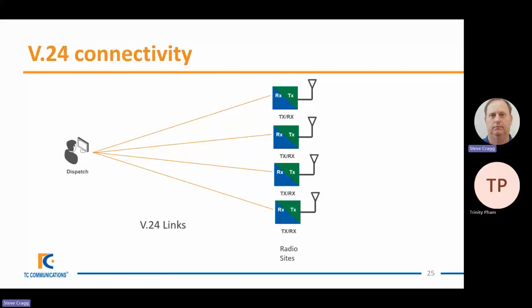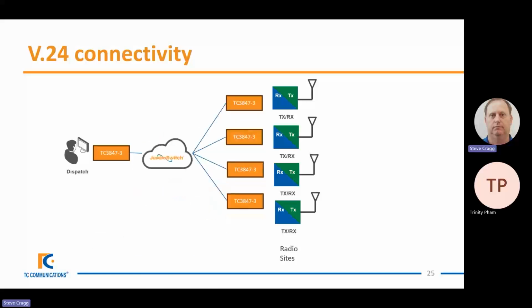V.24, exactly the same thing. V.24 is a serial link, exactly the same approach as before. Take away those links. In this case, we use an interface card, the 3847-3. This is a serial card. Again, it simulates that V.24, puts it over your IP network, and you're ready. Not only can you utilize this for your existing equipment, but you have your IP network ready there as well.